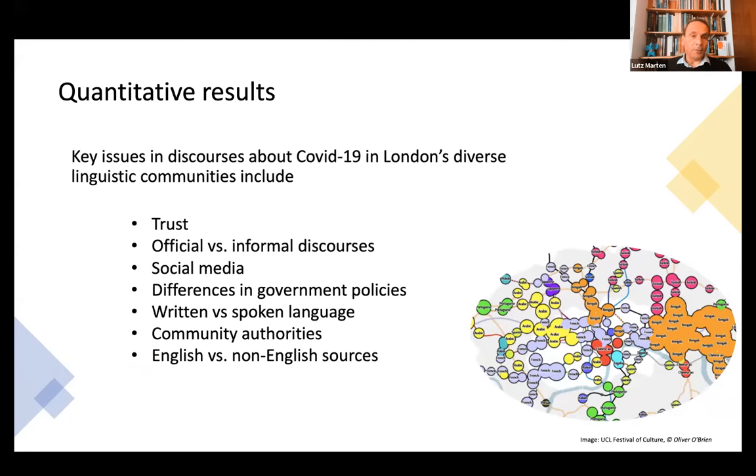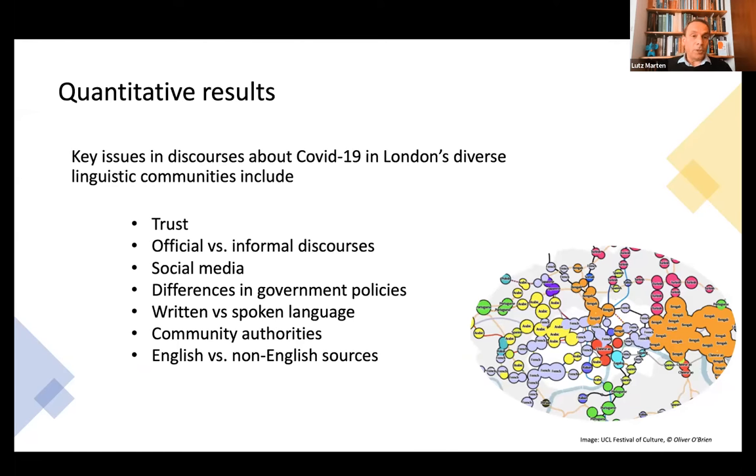UK policy, I suppose, was very different from Japanese policy, was very different from Tanzanian policy, and that had an effect. Written versus spoken language, and we haven't looked at signed language, but that would come into it as well. So that makes a difference. Then the question of authority: who has authority in the specific communities? Is it your local GP? Is it community leaders? Is it religious leaders? Is it elected leaders? Or is it councils and governments even? There we got different responses, but all our responses touched on that.